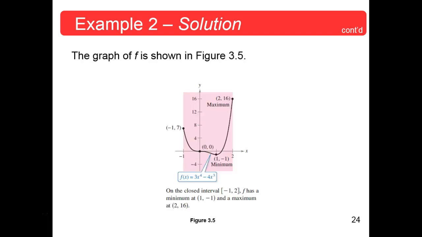Okay. Here's the graph. Glad they did it and not me, because it's a closed interval. We include the endpoints. Here's -1, 7, 0, 0, 1, -1, and 2, 16. Obviously a maximum, obvious minimum. Okay.